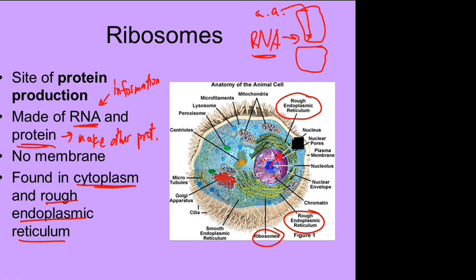But ribosomes are almost always scattered throughout the cytoplasm, but there are also a lot of them around the rough endoplasmic reticulum. So we have them out here in the cytosol, in the cytoplasm. We have ribosomes along the rough endoplasmic reticulum, and we have a few of them in the nucleus because that's where they're being produced.